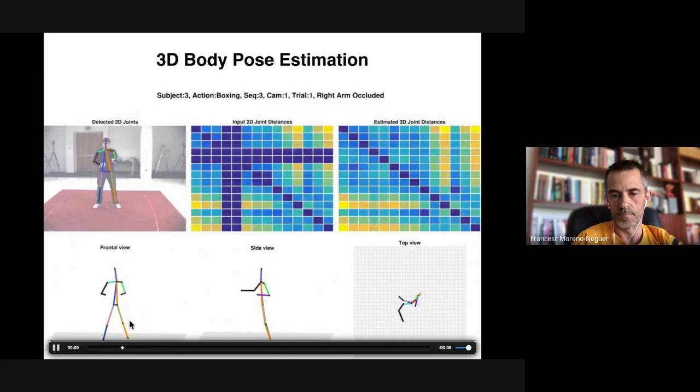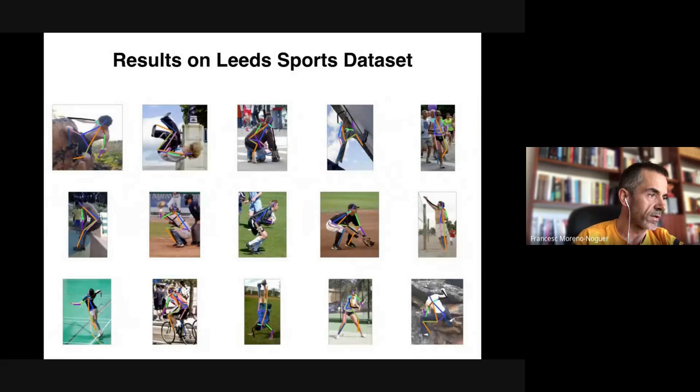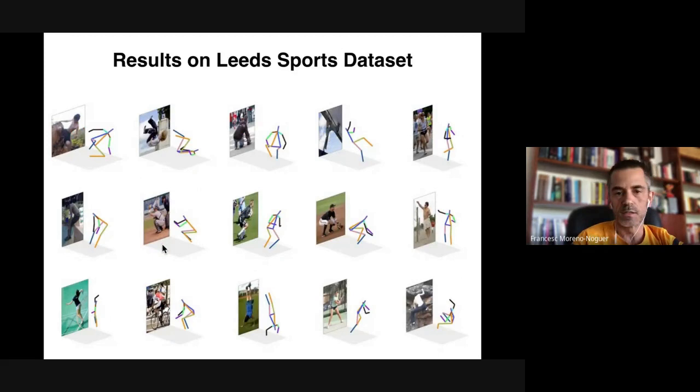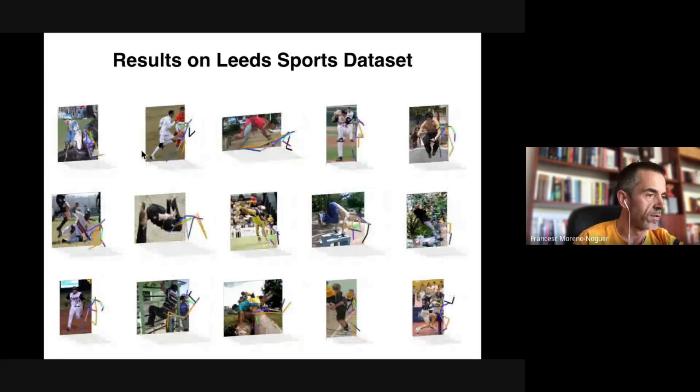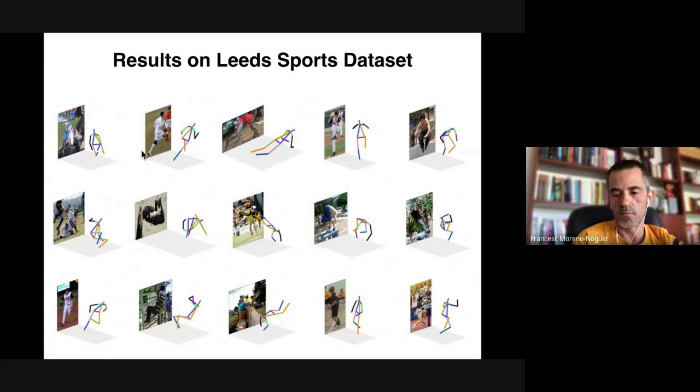Some more examples of images in the wild, right? These should be some small short clips from the Leeds Sports dataset. So you can see that even with complex body poses, this algorithm worked pretty well. More examples here. And that's what we obtained with this very simple algorithm.